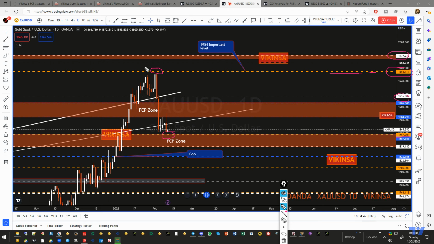It tested this trend line which I posted about in the Telegram channel, went back to 1954, fell down, created this channel sort of thing, and then fell down to 1857. So what can happen is the market is now inside an FCP zone. It is right there testing the FCP zone, and it is also at an important level of 1857. So what can happen is it can try to consolidate in this area. It can go up and down for a few days or maybe a week or so as well, right?